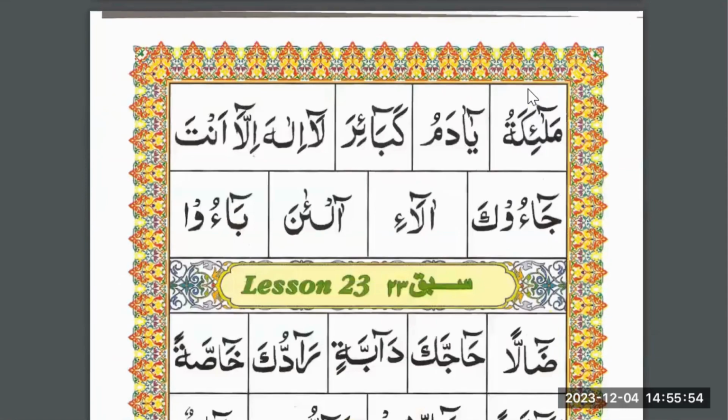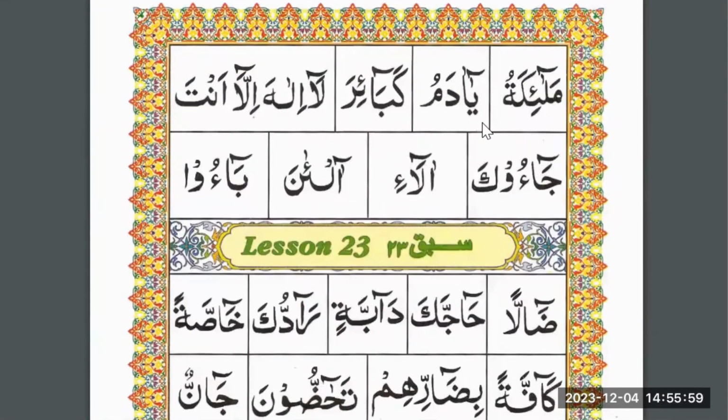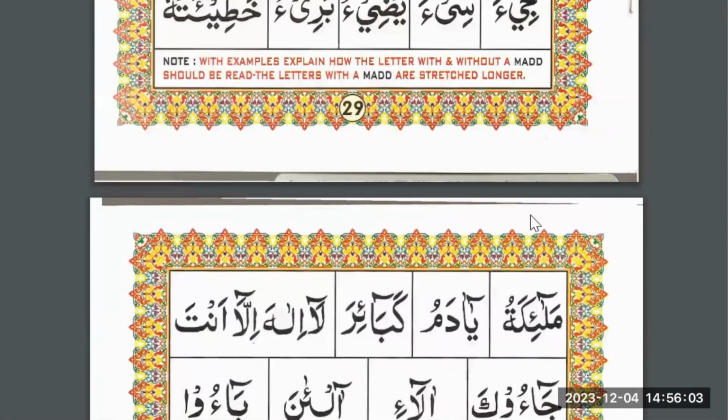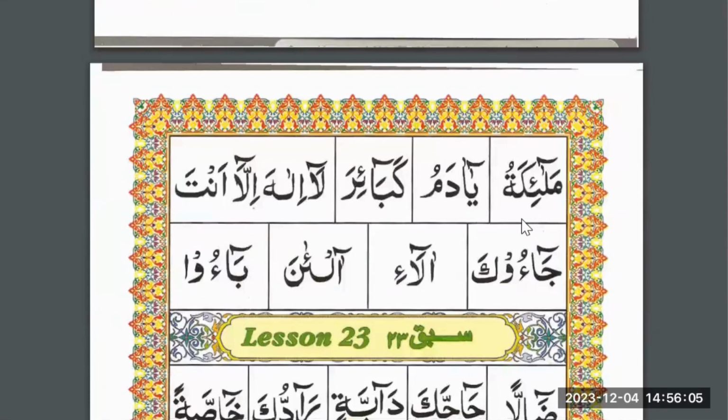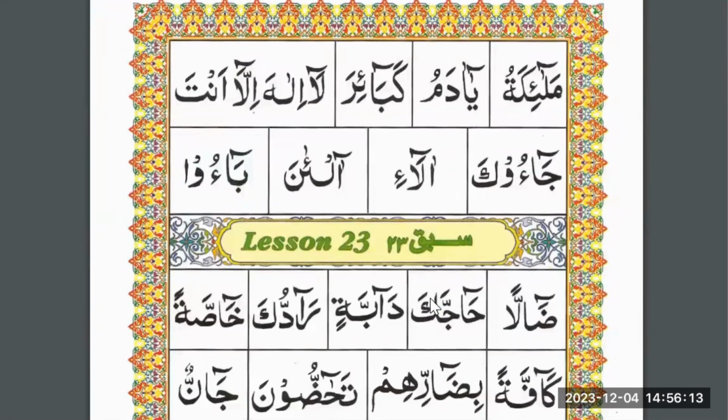We talked about the med, and today we'll continue talking about the med. Last time we said that if we saw this med on three specific letters, what would we do? We stretch it 4 to 5 seconds. So if we see it on the alif, the waw, or the ya. Otherwise, we'll read it how we know how to read it normally.